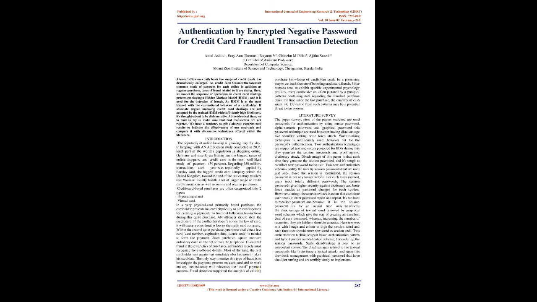The only way to detect this type of fraud is to analyze the payment patterns on each card and to find any inconsistency with respect to the usual payment patterns. Fraud detection based on the analysis of existing purchase data of a cardholder is a promising way to reduce the rate of booming credit card frauds. Since humans tend to exhibit specific behavioral profiles, every cardholder can be represented by a set of patterns containing information about the typical purchase category, the time since the last purchase, the amount of money spent, etc. Deviation from such patterns is a potential threat to the system.